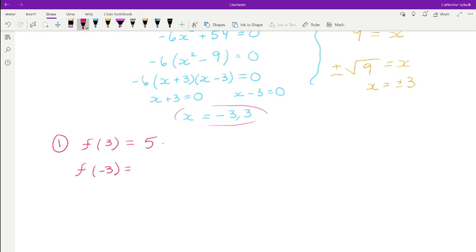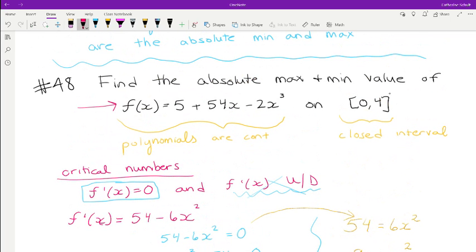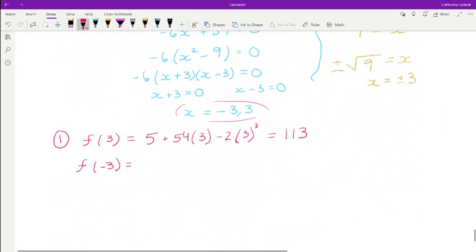Okay, so 5 plus 54 times 3 minus 2 times 3 cubed. Okay, that ends up being 113. And then f of negative 3, well, look at this, guys. Is negative 3 in our interval? It's outside the interval. So again, just to kind of visualize what's going on, I'll use a different color.